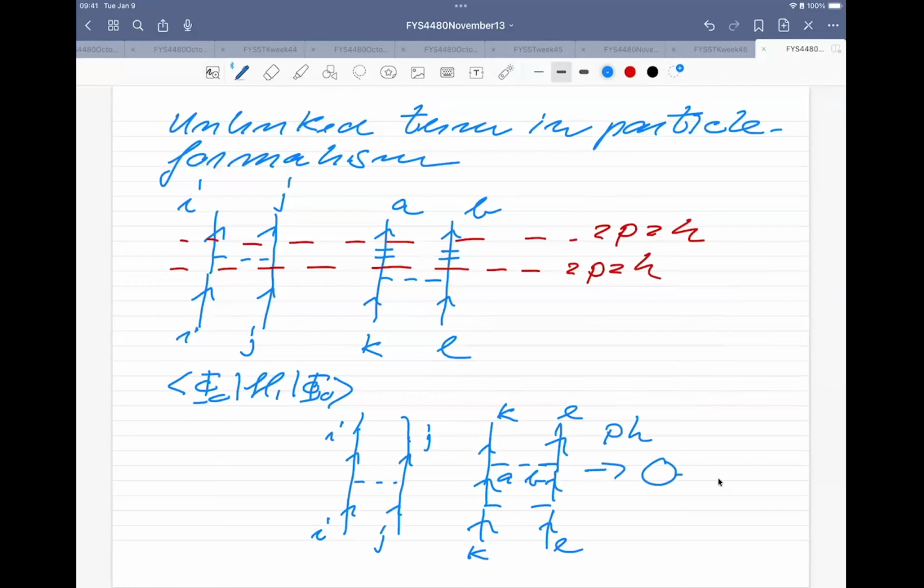So there will be a term like this one, and then we would have a term like this one. So they are multiplied with each other. And then we have an interaction here, an interaction here. So that's the diagram in the particle-hole formalism. It has labels I and J, it has labels K and L, and then there are particle states A and B here. So let me just blow it up a little bit.